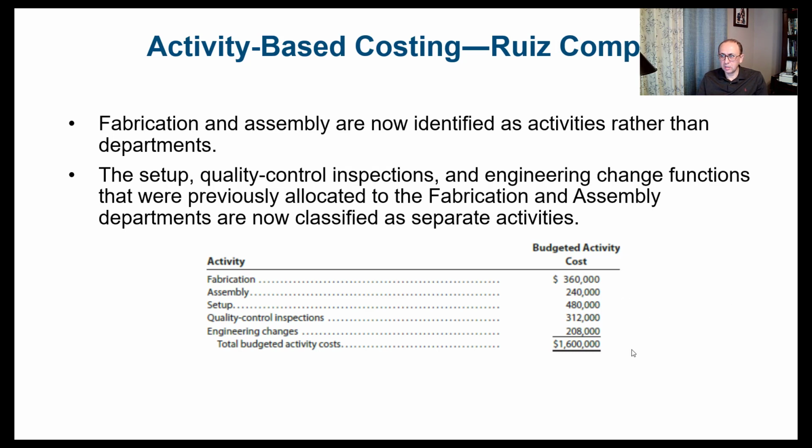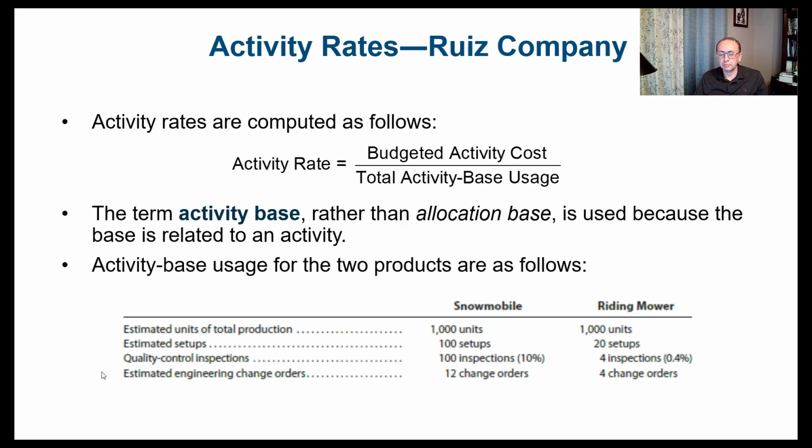As you can see here, we still have our 1.6 million total budgeted activity cost, or in other words, that's the overhead cost. We're going to allocate it into these 5 activities: fabrication, assembly, setup, quality control inspections, and engineering changes. You can see here we allocated these values, and the total is 1.6 million. So let's continue using our company, which is Ruiz company. The first thing we want to do is to see how the activity rates are computed.